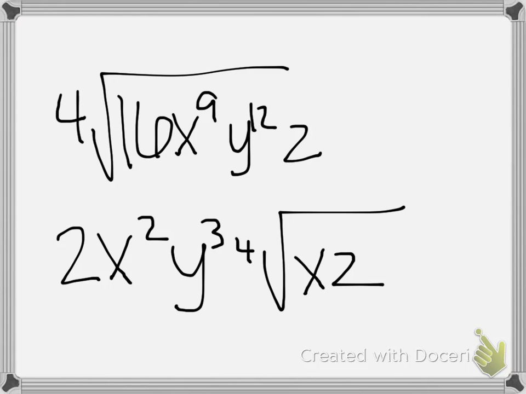With the equation 4 times the square root of 16x to the 9th, y to the 12th, z, what you do, take the 4 on the outside and divide the 16x by 4. Divide the next x to the 9th, y to the 12th by 3. Leaving you with x squared, y cubed, and 4 times x squared inside the radical.